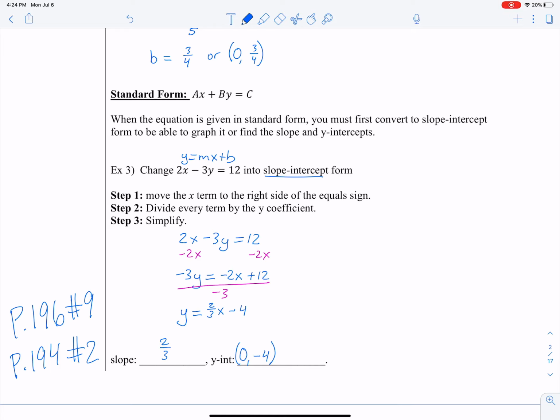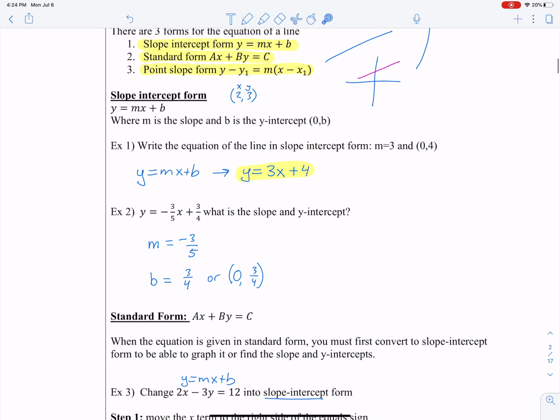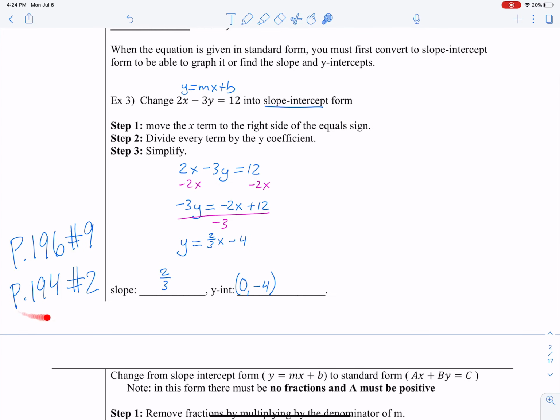Okay, so now you're going to stop here and we're going to try some homework. Page 196, number 9 is like this, so you're going to do that first. And then you're going to go to page 194, number 2, and that's going to be like this. So you can give that a try and then come back for part 2.